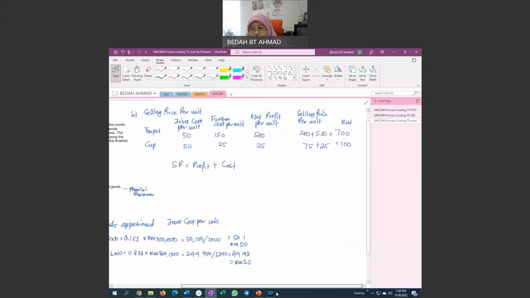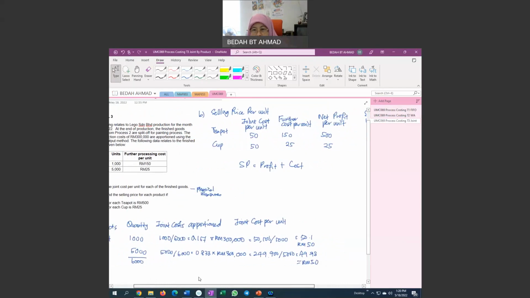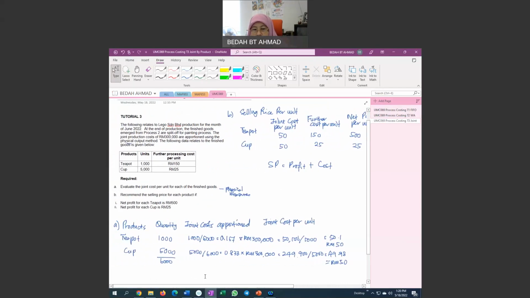All right, so that's how to prepare a table to find the joint cost per unit, as well as to determine the selling price per unit.